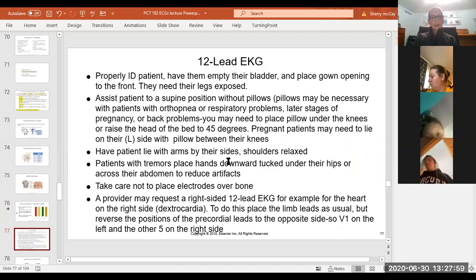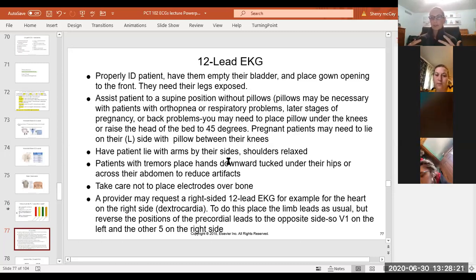Okay, so let's talk about the 12 lead process. Again, you're going to properly identify the patient. You're going to have them empty their bladder, like I told you. They're going to put their gown opening in the front, okay? They do need to have their legs exposed, so you would probably have them take their pants off. Now, if they have shorts on, you might get away with it, but they have to have their legs exposed.